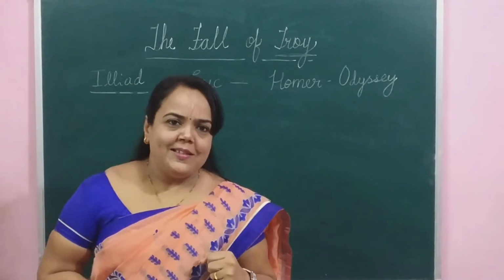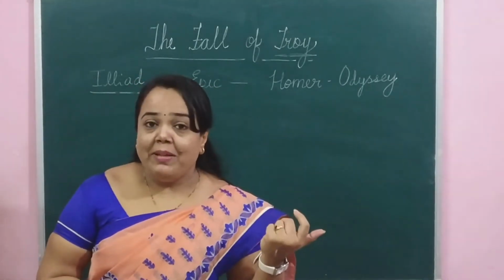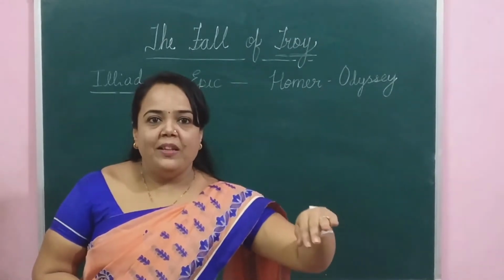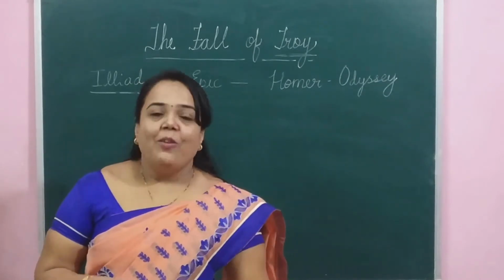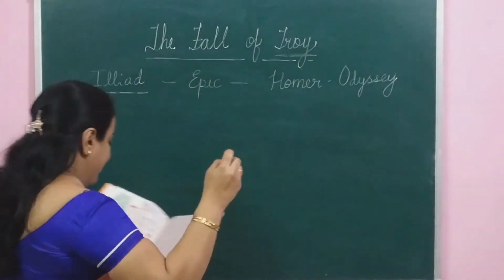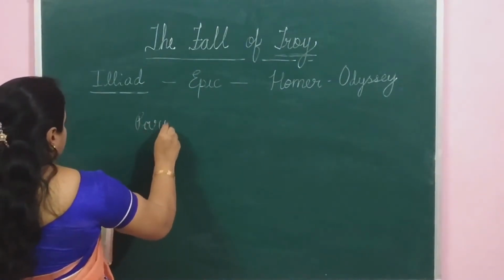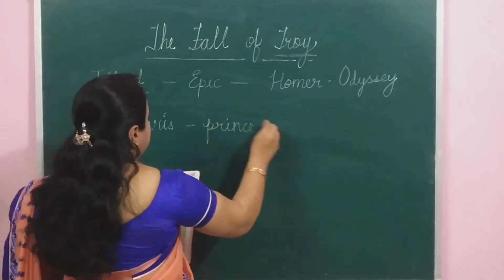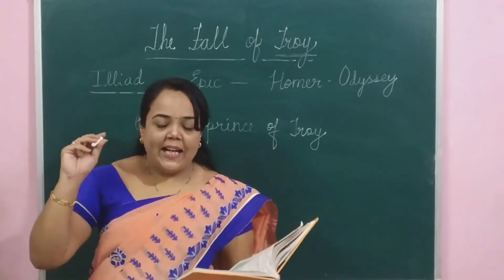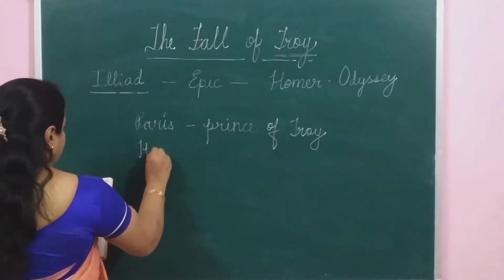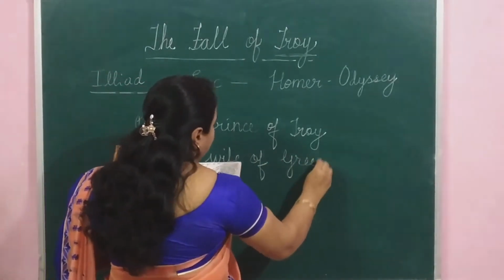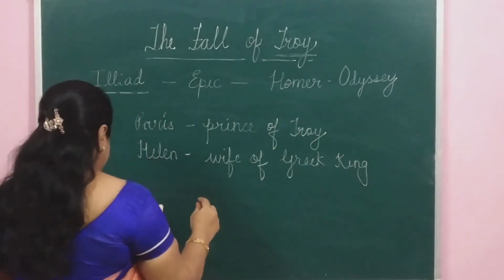Exactly what happened? Defeated means there must be an enemy who had attacked it. So who was the enemy? The enemy was the Greeks. Now, why did the enmity rise between Troy and Greece? Why did Greece declare war against the Trojans? Because Paris, Prince of Troy, had persuaded Helen. Who was Helen? Helen was the wife of the Greek king Menelaus.